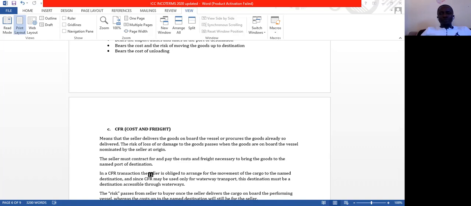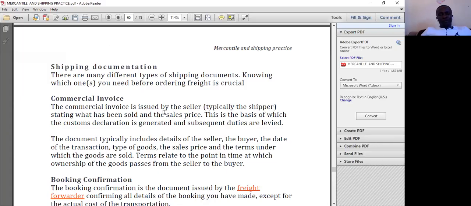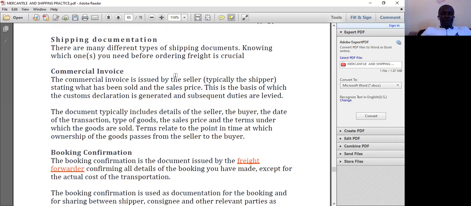After understanding the Incoterms 2020, I want us to also briefly look at the shipping documents, which I know we have talked about sometime back. We have things like the commercial invoice, which we've talked about. It's normally issued by the seller stating what has been sold and the sales price, okay?